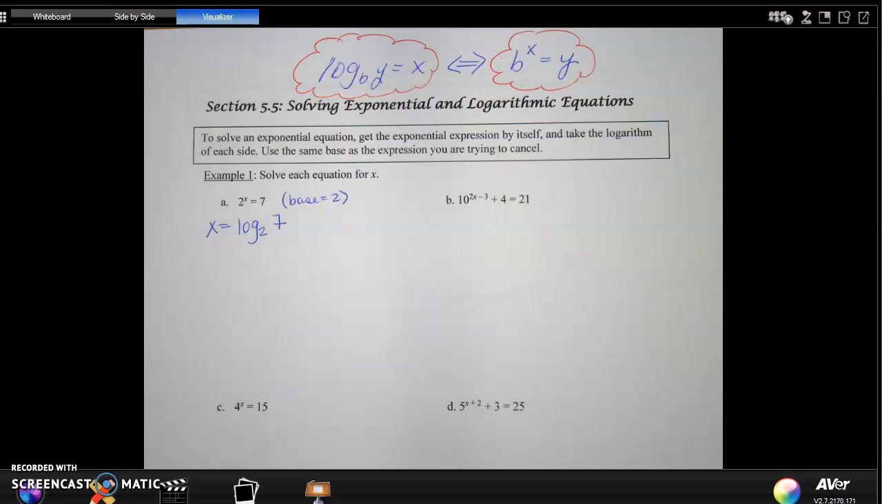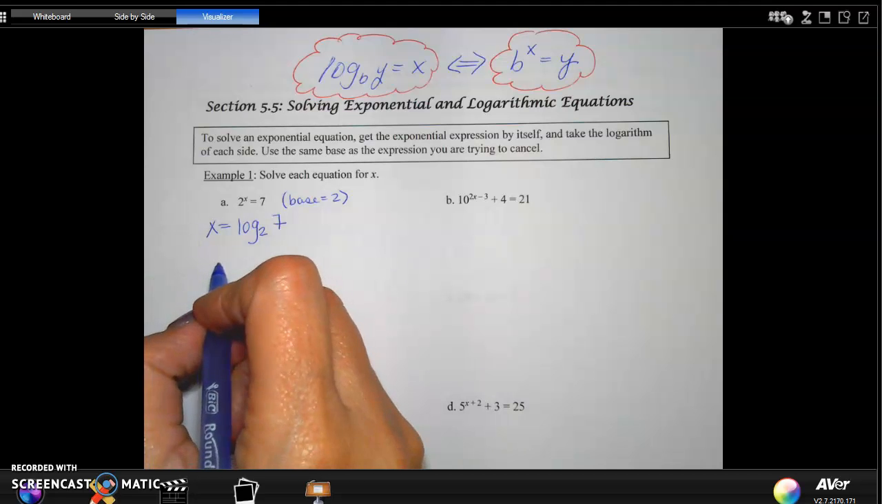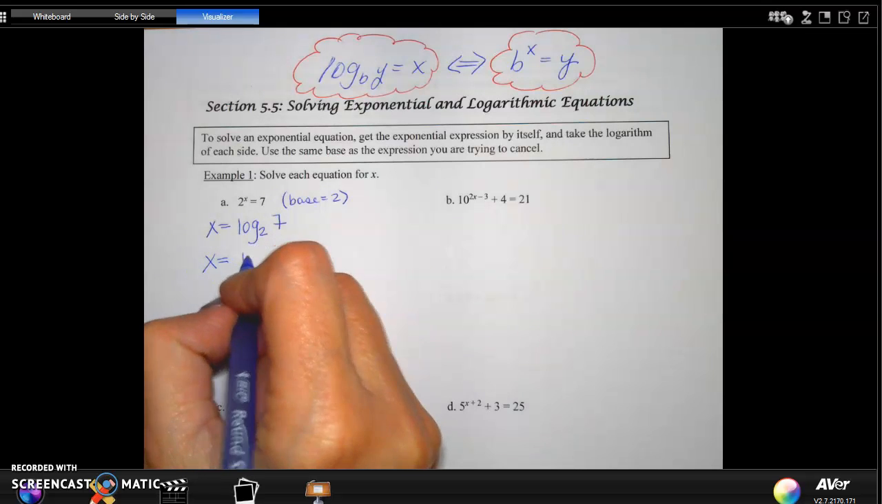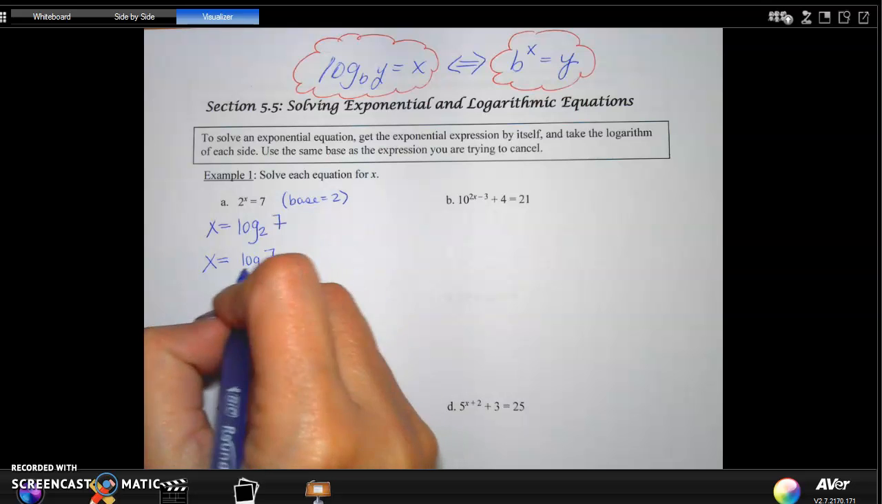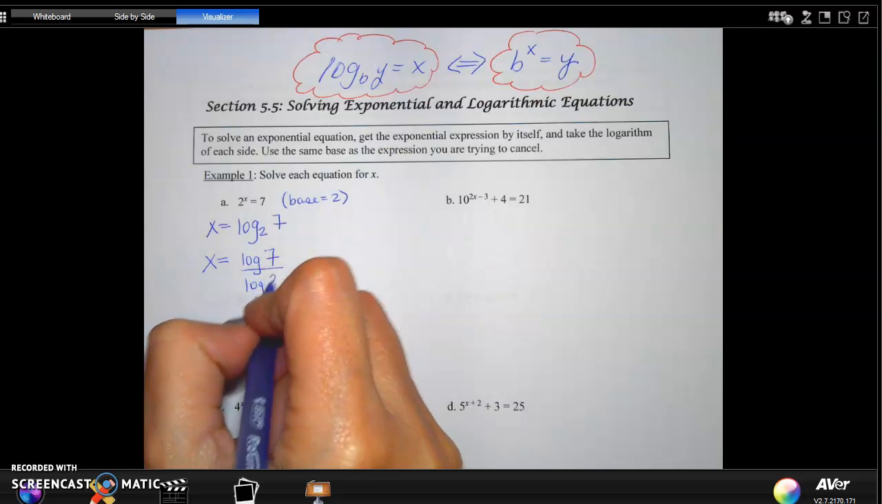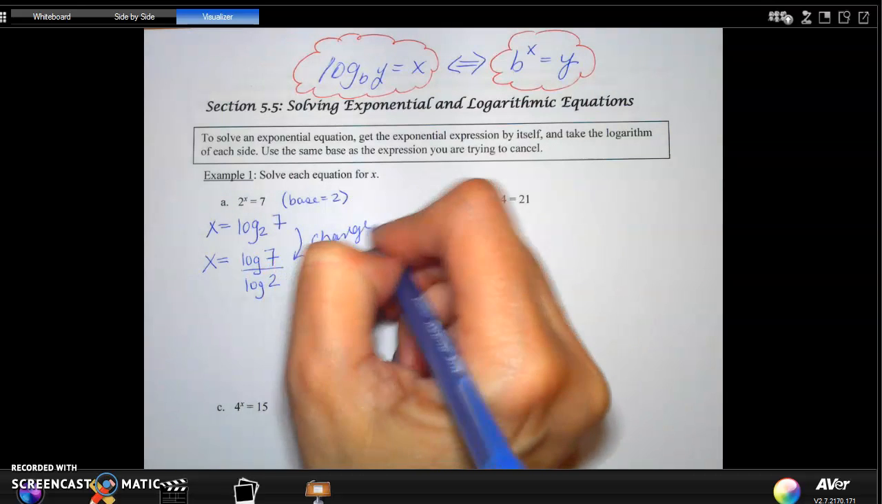You have two ways to solve this depending on what kind of calculator you have. If you have one of the smaller blue calculators, you have to use what's called the change of base formula, which is going to be us rewriting this as the log base 10 of 7 over the log base 10 of 2. That's called the change of base formula.